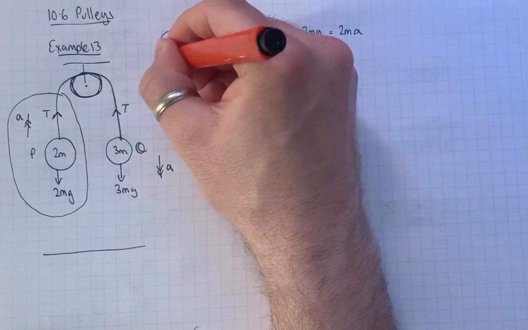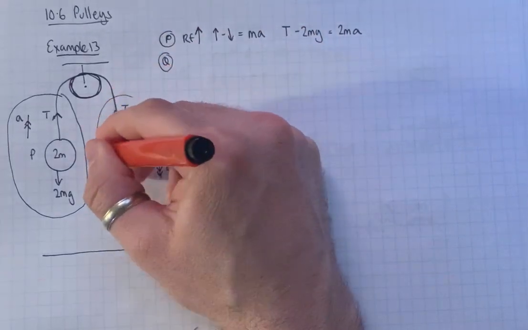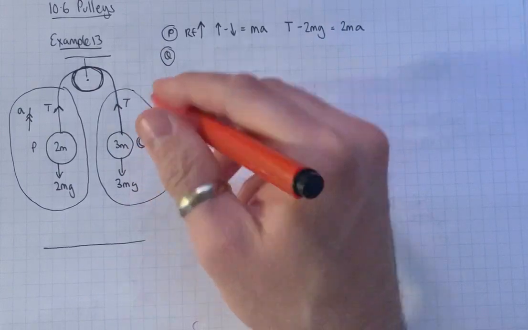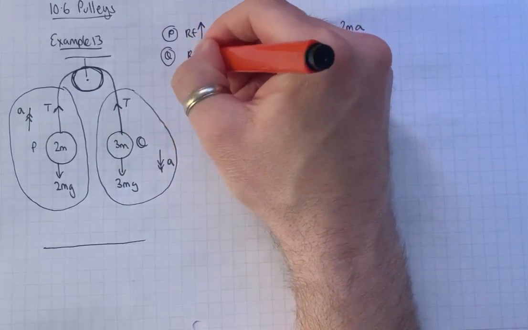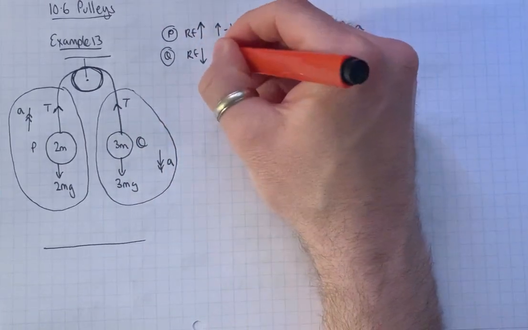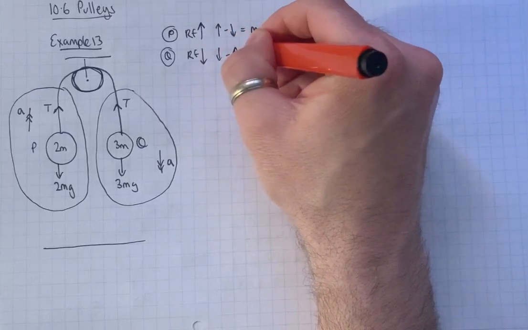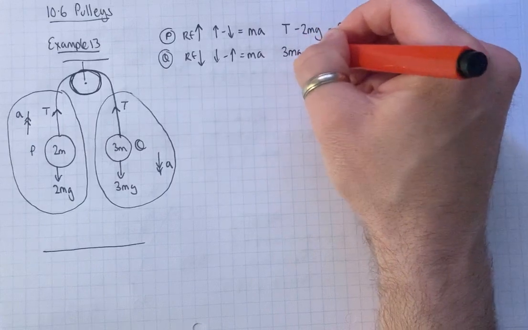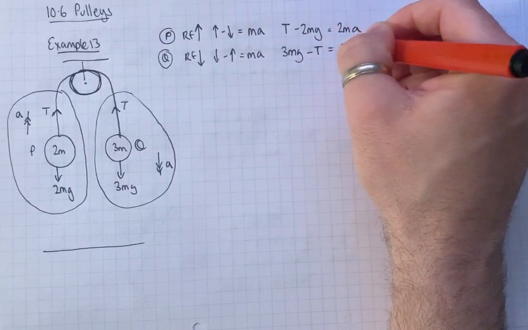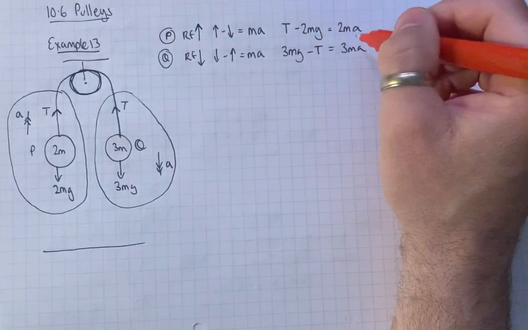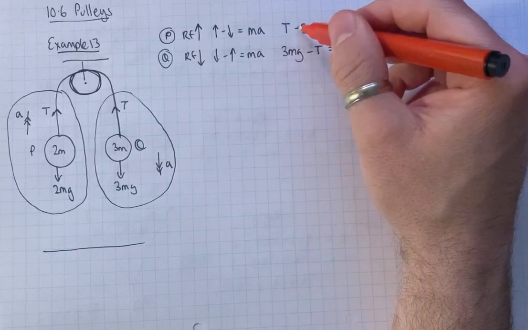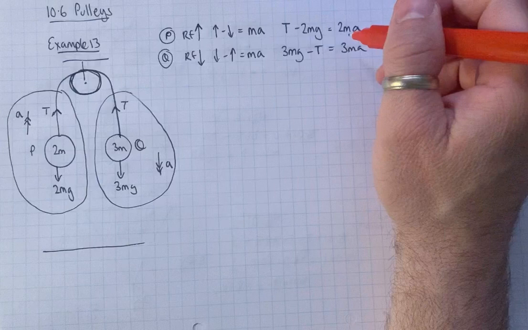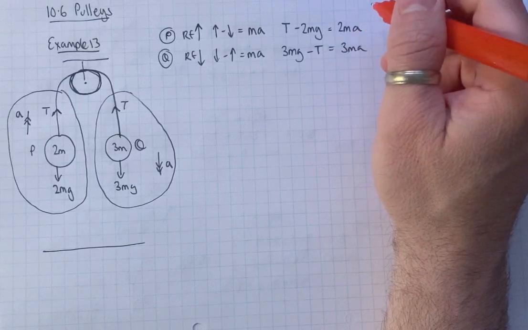For Q, on the other hand, it is accelerating downwards, so our resultant force for Q must be in the downwards direction. So that's down minus up equals ma. So we'll get 3mg minus T equals 3ma. And always look out for this on a vertical pulley question. You should have T minus and minus T. If you don't have that, something's gone badly wrong, you've made a mistake.